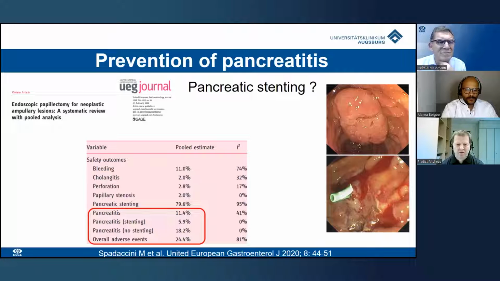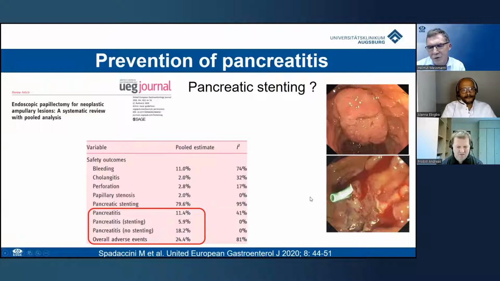I know the number. It was about 50%. And when we look at the patients who had pancreatitis afterwards, half of the patients, 50%, had a stent and 50% had no stent. So I think there is a recommendation, but as I mentioned, we should not be too aggressive, in my opinion.